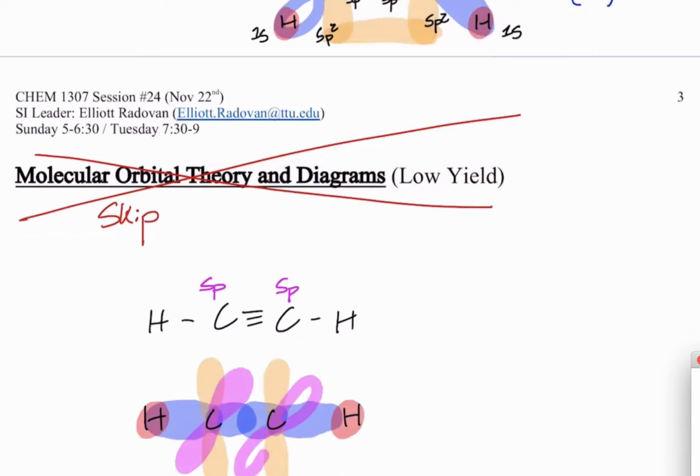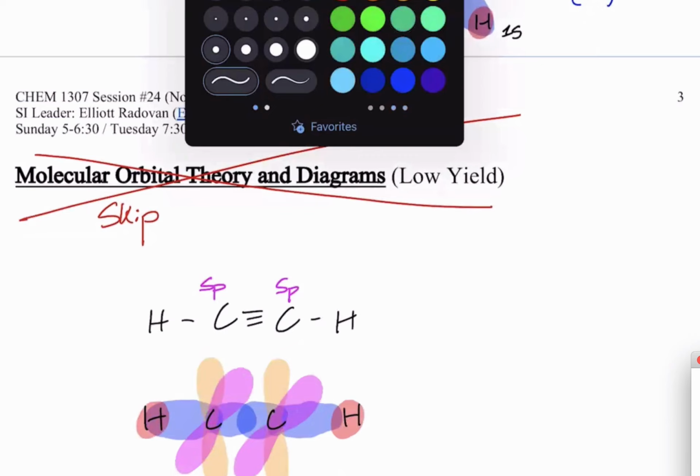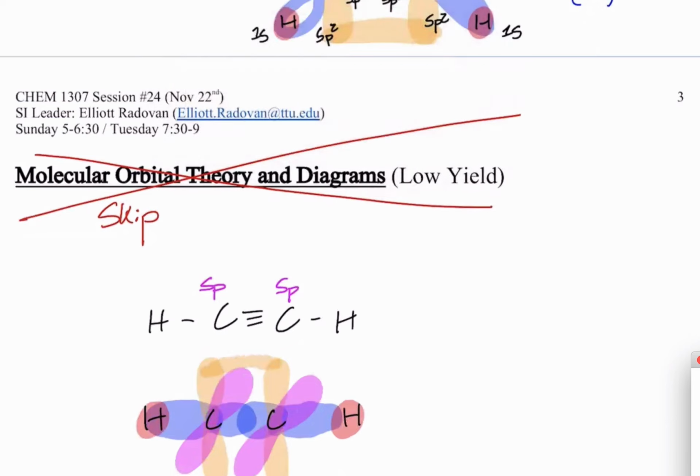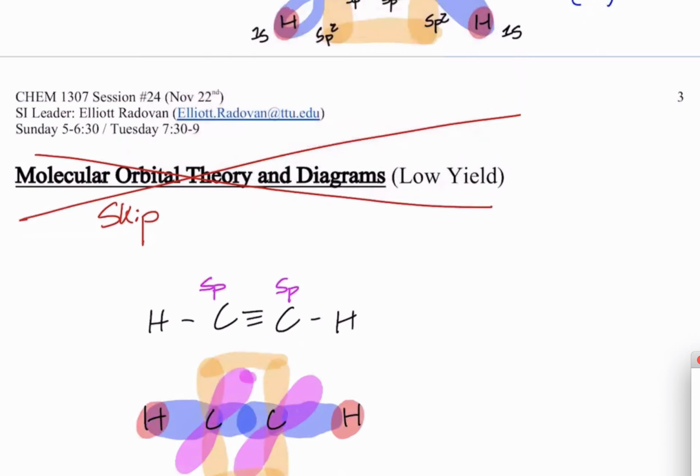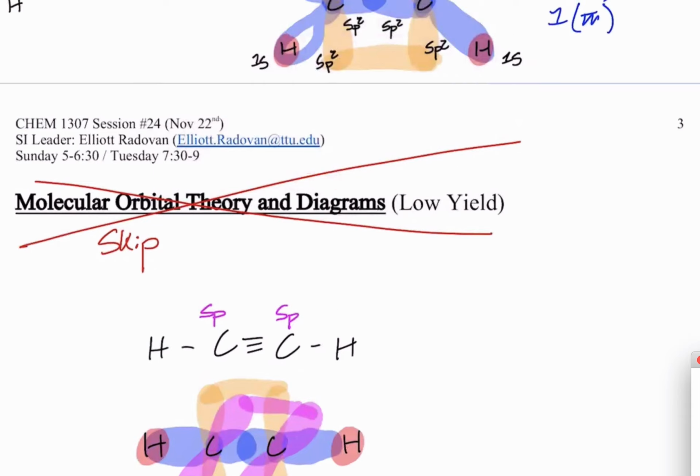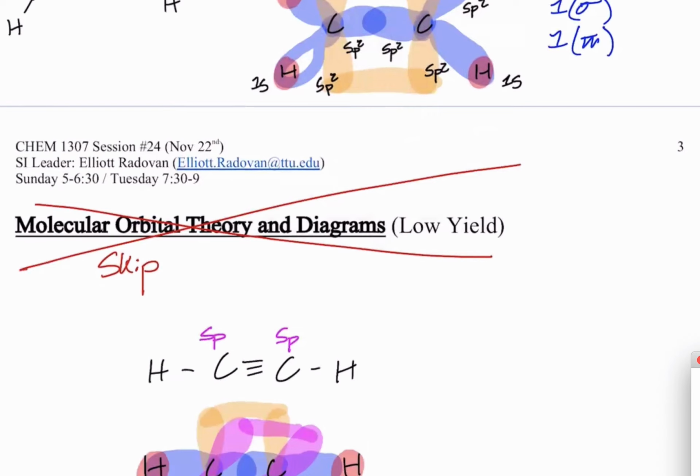Okay, and so for each of those sets of 2p orbitals, they're going to overlap like so. So they overlap above and below, or forwards and backwards with the pink example. And so each overlap of 2p orbitals is one pi bond. So how many pi bonds are in this example? Exactly.